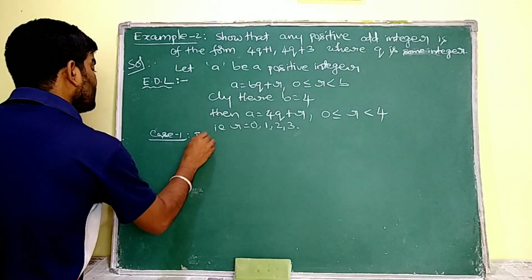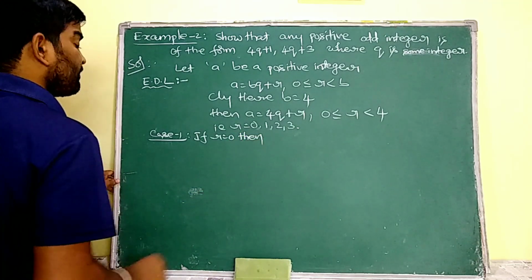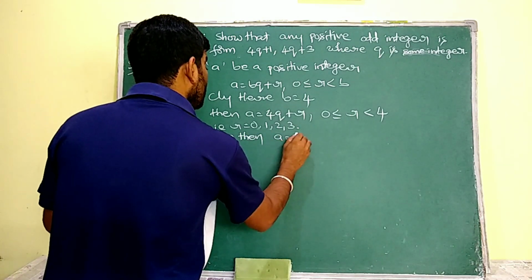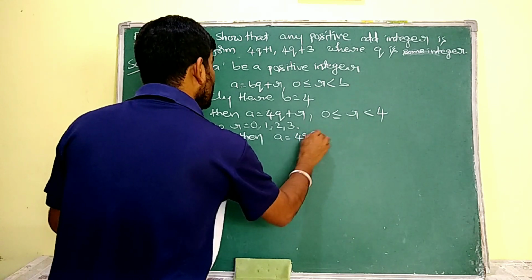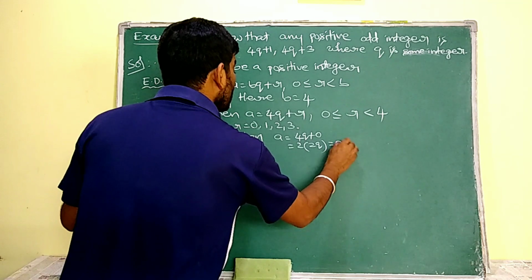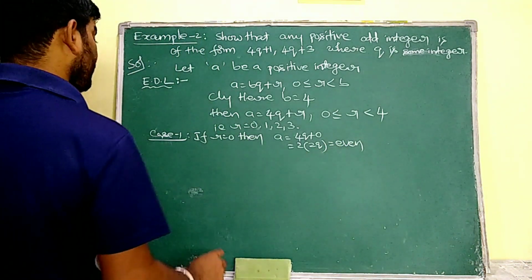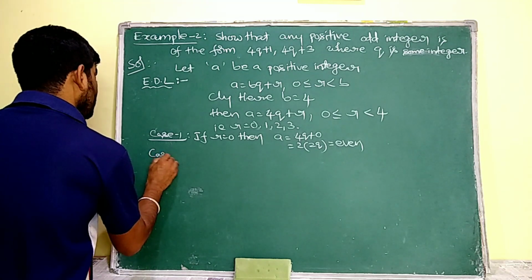See, in this case 1, if r is equal to 0, then a is equal to 4q plus 0. That means this 4q can be expressed as 2 into 2q. That means it is in the form of 2 into some value, that is even. Now, case 2.